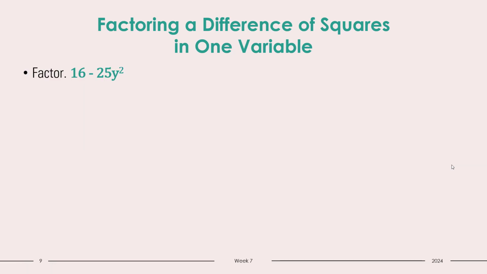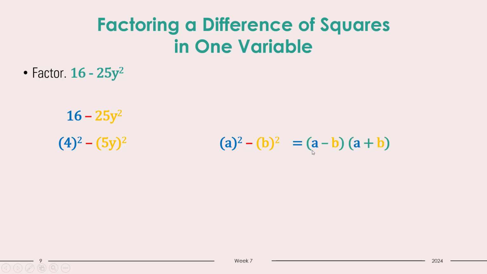Okay, we got 16 minus 25y squared. I see perfect squares everywhere here. I've got a difference, right? So 16 is 4 squared. 25y squared is 5y squared. So I've got my perfect squares. Okay, my pattern again is a squared minus b squared. It's going to factor as a minus b times a plus b. And so we get 4 minus 5y times 4 plus 5y.